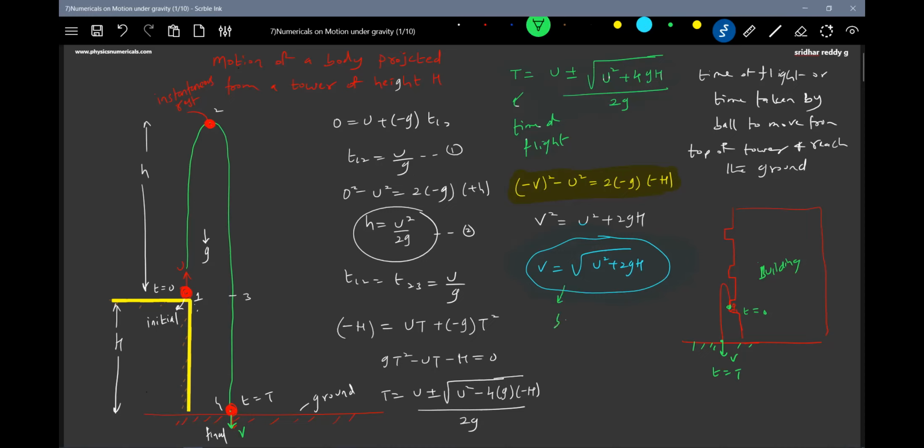So what will we write? Speed with which the ball strikes the ground. What about at 3? What is the state of the ball? It will be moving with a velocity, say v3, which is equal to u only. Able to get this? So definitely between 3 and 4, can you apply S? You'll get the same answer.